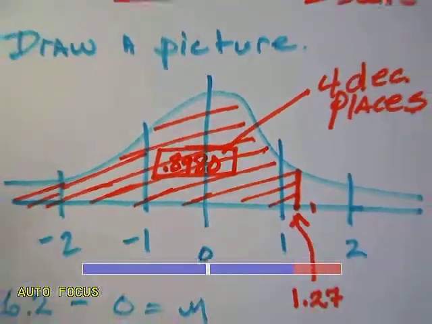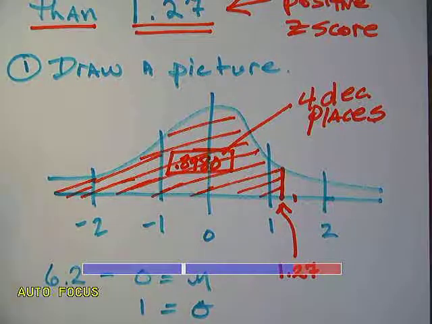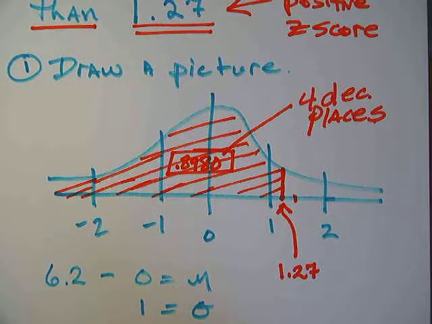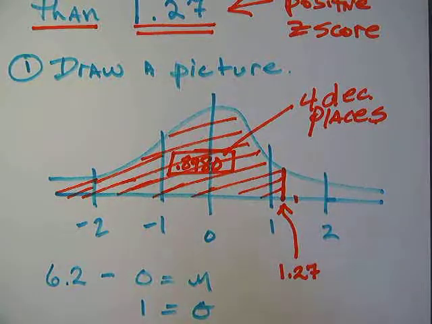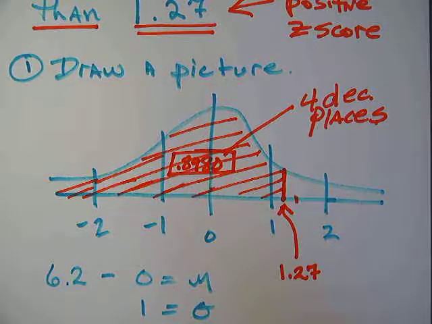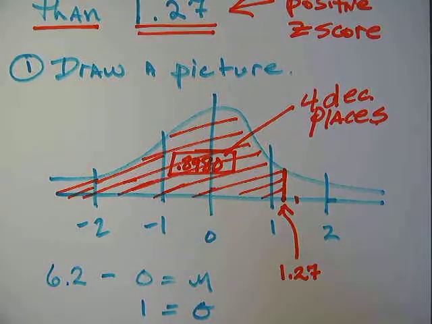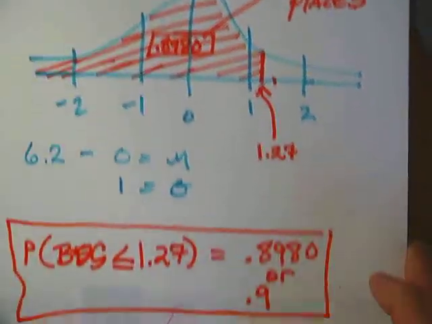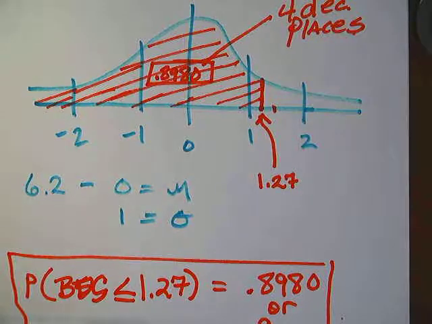So what is the probability of having a bone density score of less than 1.27? Well, your probability is 0.89 or 0.90. The probability of your bone density score being less than or equal to 1.27 is 0.8980 or 0.9.